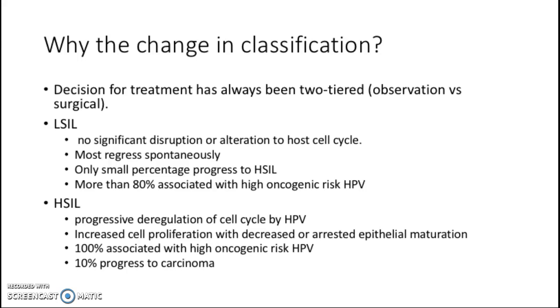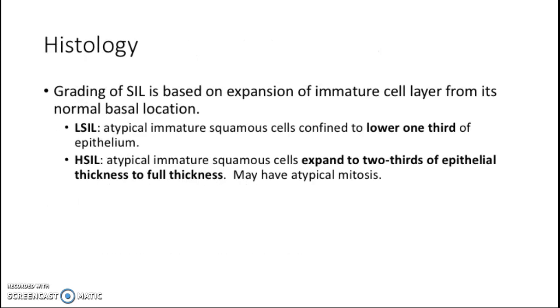And for high cell, these patients have lesions that are progressively deregulated by HPV, with increased cell proliferation and decreased or arrested epithelial maturation. It is 100% associated with high oncogenic risk HPV, and it has a 10% risk of progress to carcinoma. Histologically, the grading of the squamous intraepithelial lesion is based on the immature cell layer expansion from its normal basal location. So low cell is confined to the lower 1/3 of the epithelium, while high cell expands to 2/3 of epithelial thickness to full thickness, and it may have atypical mitosis.